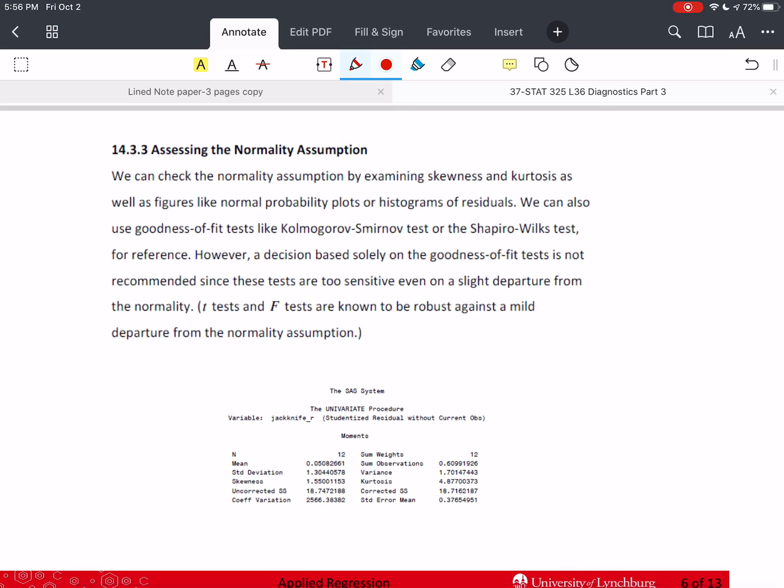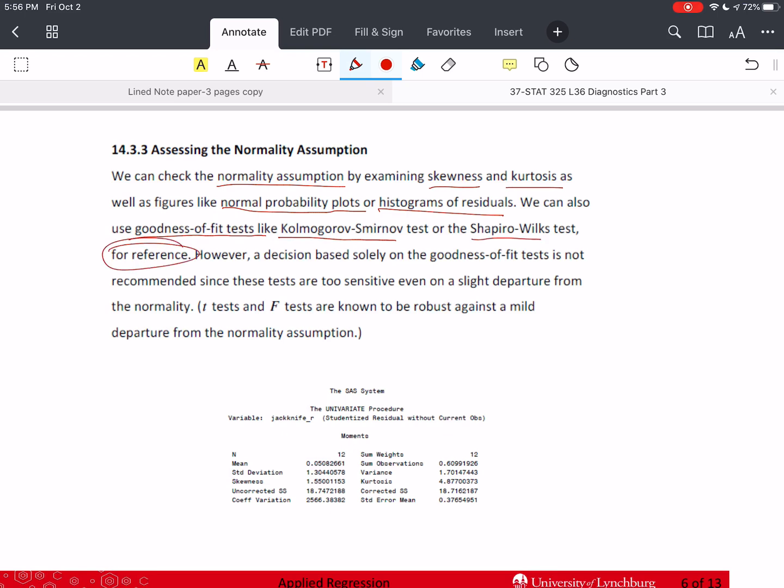Okay, so now we're going to try to assess normality. And normality is one of the more difficult assumptions to test at times, and let's look at why. So we can check the normality assumption by examining skewness and kurtosis, and we can use normality plots or histograms of residuals, but I will warn you that is difficult with small numbers like we have. So there are also goodness of fit tests. Some of these include the Kolmogorov-Smirnov test, the Shapiro-Wilk test, and etc.